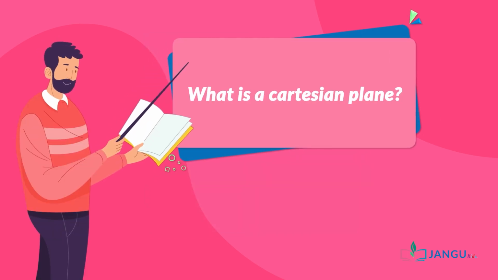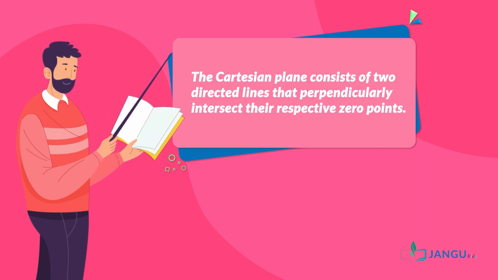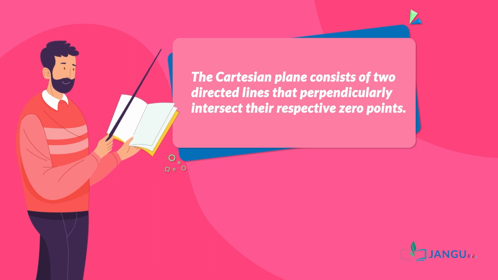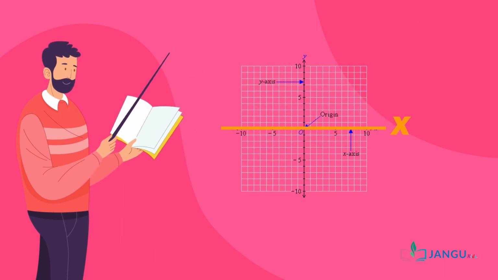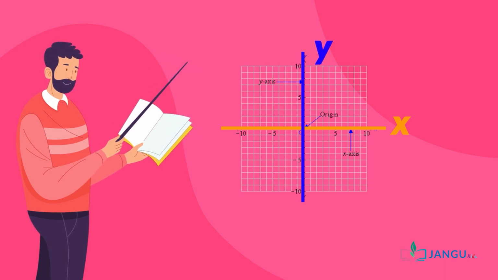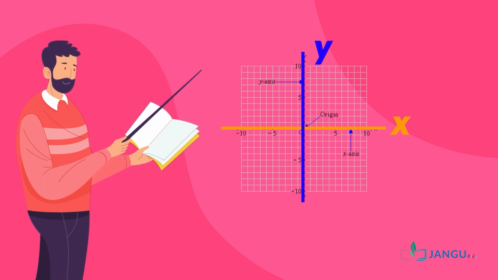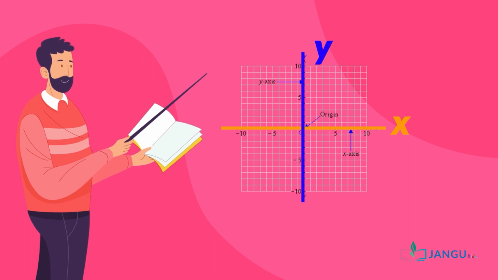But first of all, what is a Cartesian plane? The Cartesian plane consists of two directed lines that perpendicularly intersect at their respective 0 points. X-axis is the horizontal line on the Cartesian plane, while y-axis is the vertical line on the Cartesian plane. X-axis and y-axis are not to be confused with x-coordinates and y-coordinates.